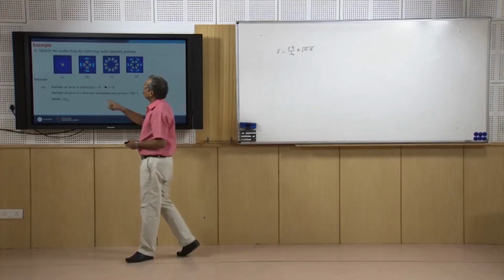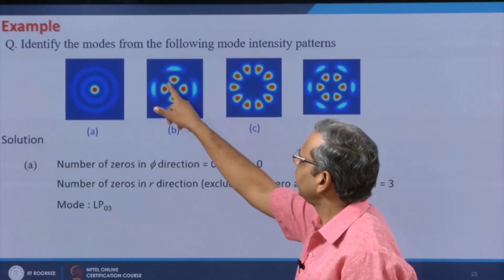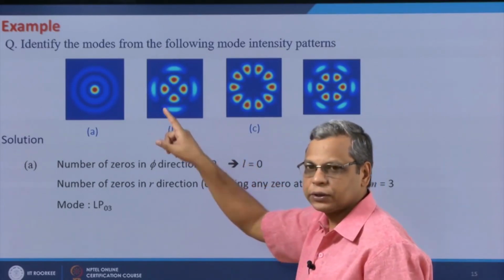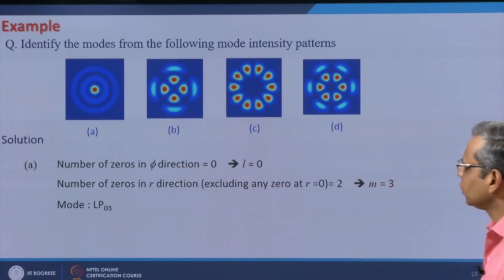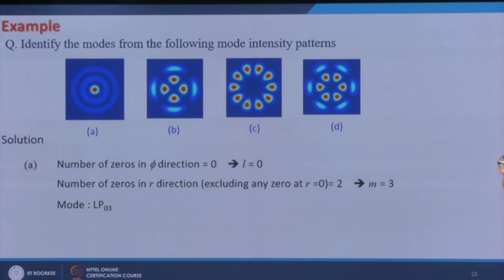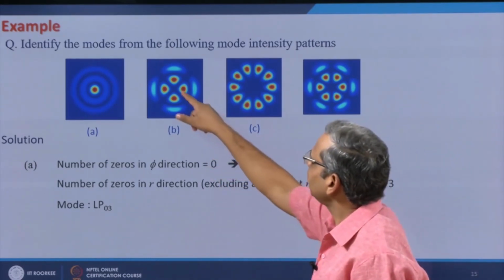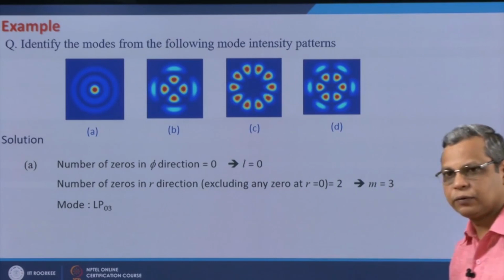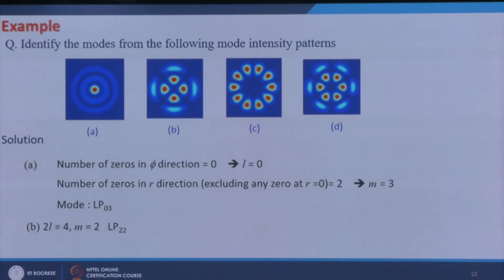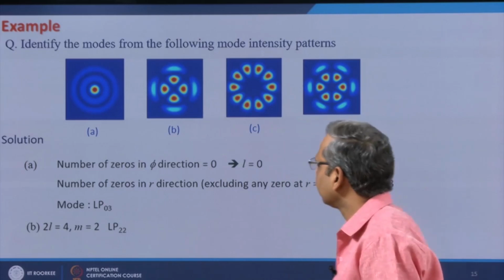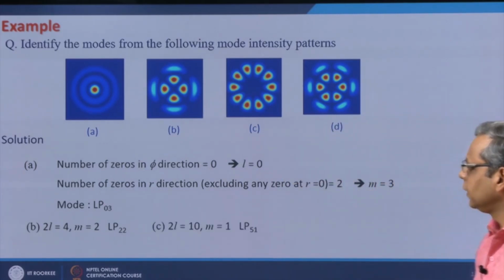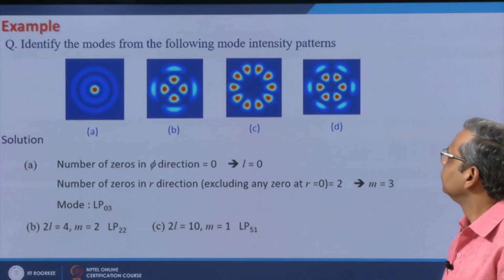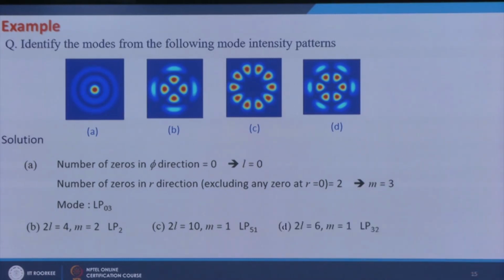Similarly, for this mode the number of zeros in phi direction is 4. So, 2L is equal to 4, L is equal to 2, and for the number of zeros in r direction, you exclude 0 here, so it is only 1. So, m minus 1 is equal to 1, which means m is equal to 2. So, this is LP22 mode. Similarly, here it is LP51 mode, and this is LP32 mode. So, in this way I can identify any mode.